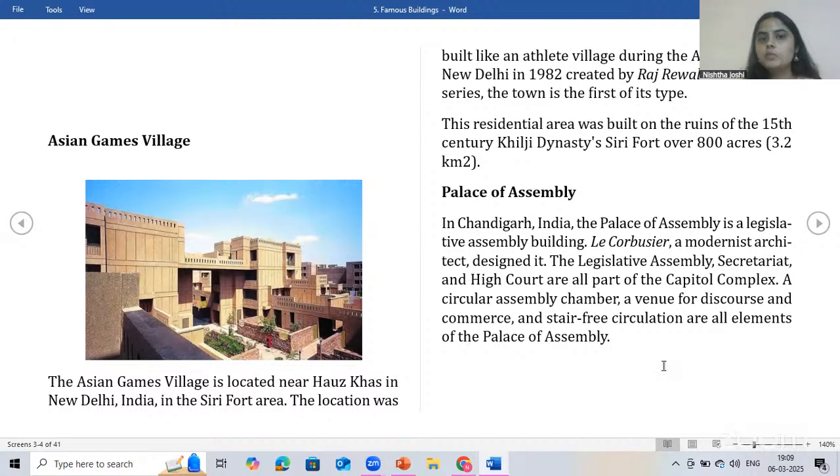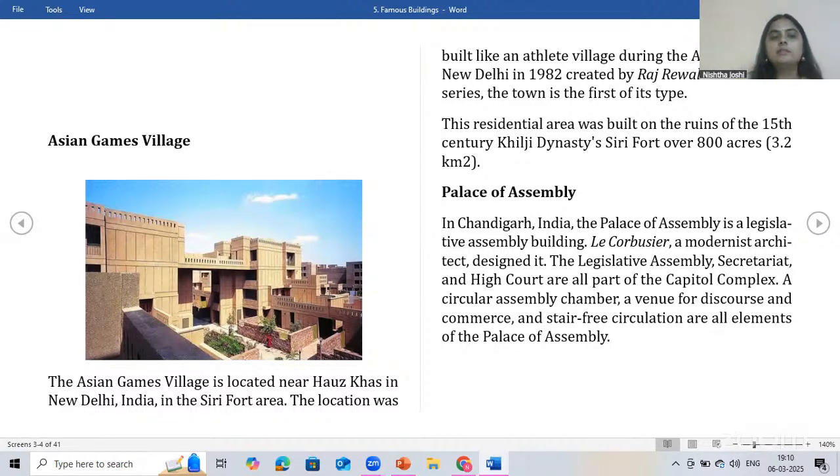The Asian Games Village is a sports complex, one of the first of its kind in India. This athlete village was designed by the famous Indian master architect Raj Rewal in 1982 to host the Asian Games, which were to be held for the first time in India. That makes this sports complex first of its kind and very important, which is why many questions are asked on it every year.